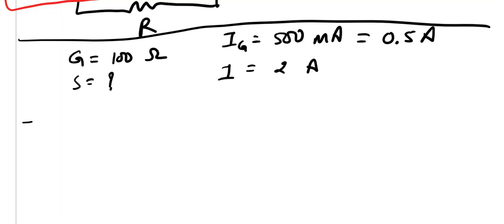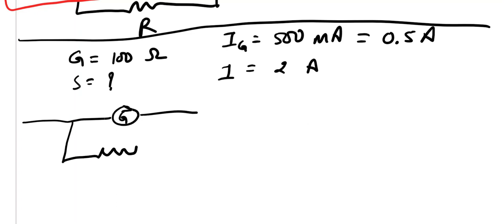So let us go back to the circuit. We are talking about an ammeter. Now what is an ammeter? A parallel combination of galvanometer and shunt. What is a shunt? A shunt is a small value resistance connected in parallel with the galvanometer. So this is the circuit I am talking about. How much current is passing through the galvanometer? Ig. How much current is passing through the shunt? I minus Ig.